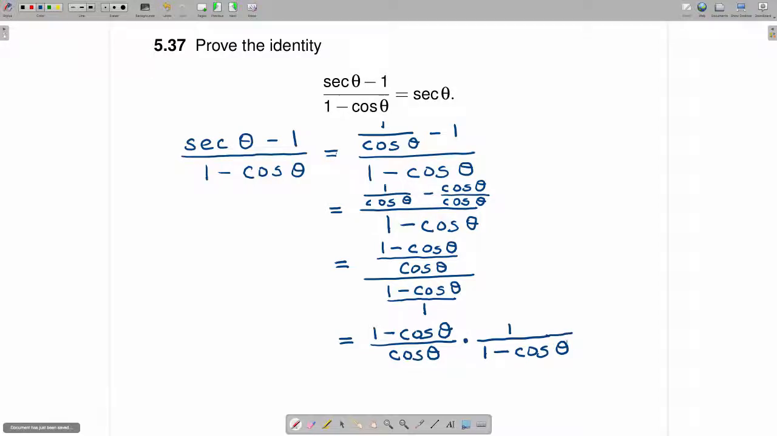And at this point, you see that there is light at the end of the tunnel because the 1 minus the cosine theta here will cancel with the 1 minus cosine theta there, and you are just left with 1 over the cosine of theta. Finally, the last step, you can now look at the target out here. You know that 1 over the cosine theta is equal to the secant of theta. And at this point, we have proven this particular trigonometric identity.